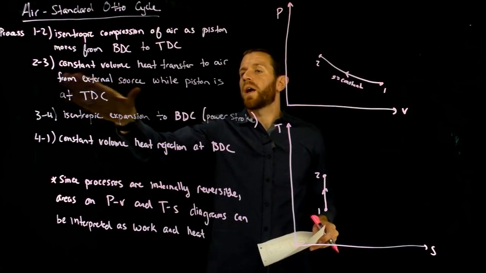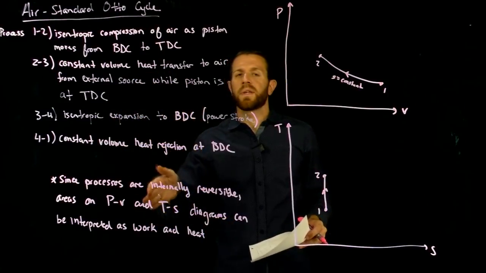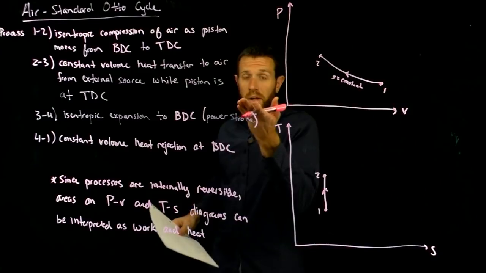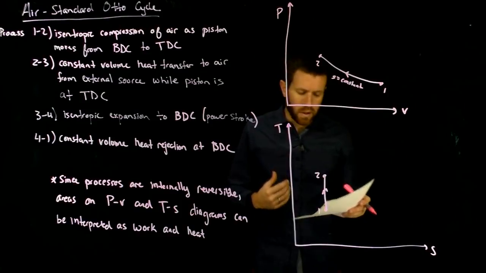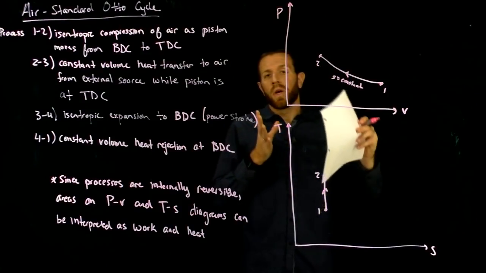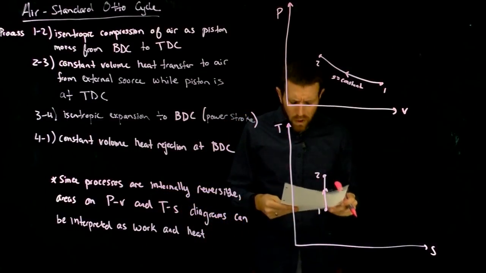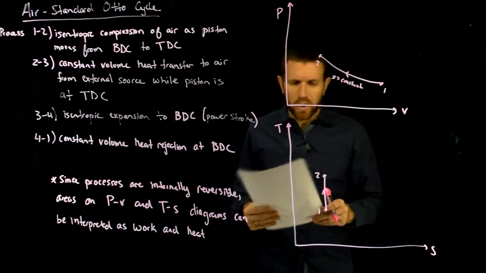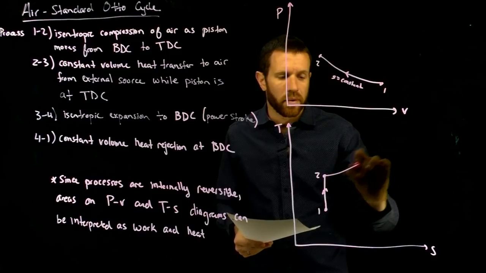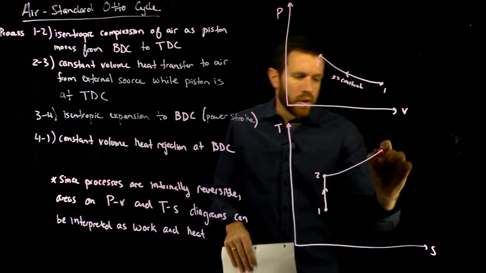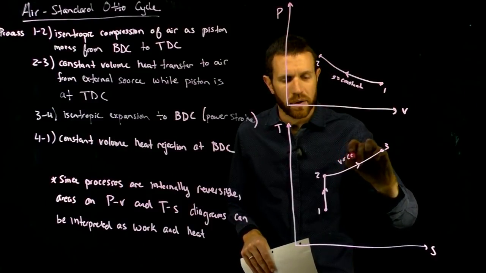All right, second process is constant volume heat transfer to the air from an external source while the piston is at top dead center. So we've compressed, and now we hold the piston at top dead center and heat the air in the piston. So that heat transfer is going to push entropy into our air, convect entropy into our air, and we're going to do so at constant volume. So a line of constant volume on this TS diagram looks about like that. So we're going from 2 to 3, and V equals constant.